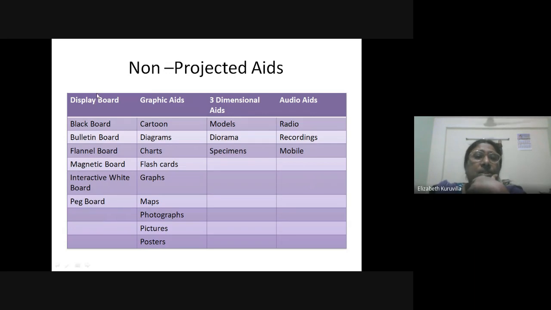Now, when we categorize them as display board, graphic aids, three-dimensional aids, audio aids: display board includes blackboard, bulletin board, flannel board, magnetic board, interactive whiteboard, and pegboard. Pegboard is used for hanging keys or some important things. Graphic aids: cartoons, diagrams, charts, flashcards, graphs, maps, photographs, pictures, posters. Three-dimensional aids: models, diorama, specimens. Audio aids: radio, recordings, and mobile.